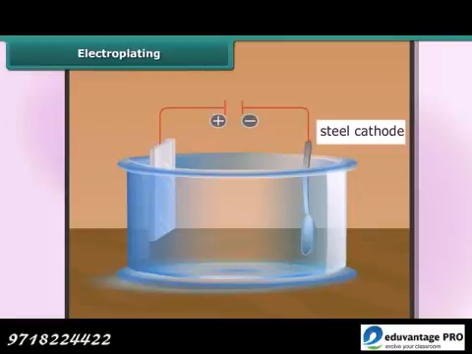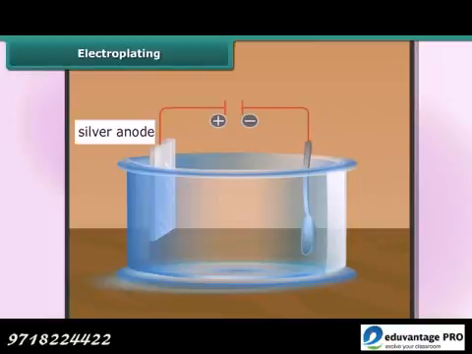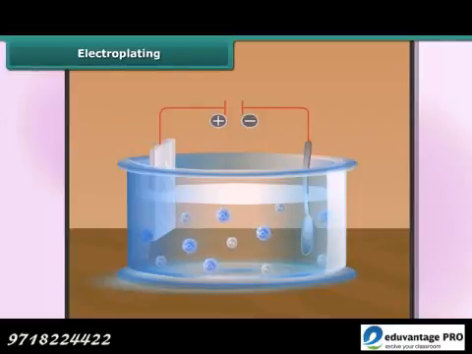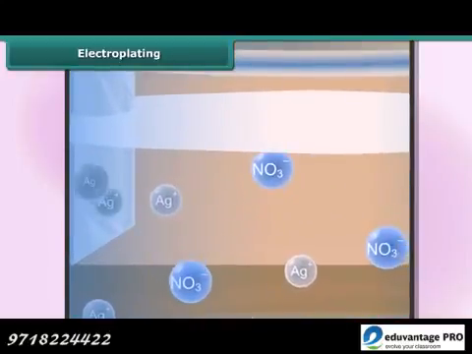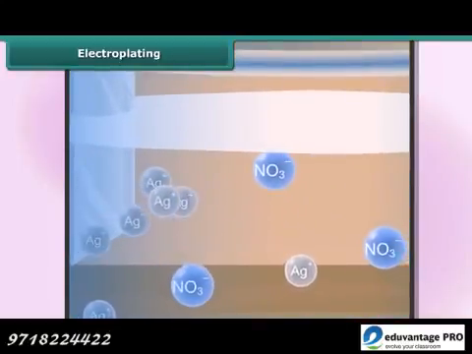Thus the spoon acts as the cathode in the electrolysis, while the bar of the metal acts as the anode. The electrolyte is a solution of salt that contains the ion of the anode metal, for example silver nitrate. As soon as electric current starts flowing through the solution, electrons begin to escape from the silver anode.